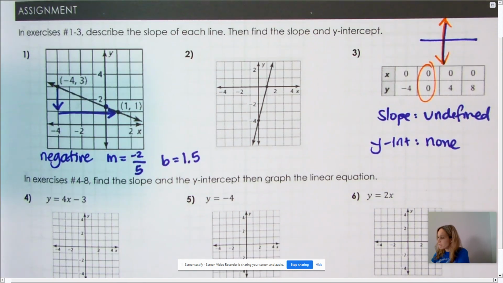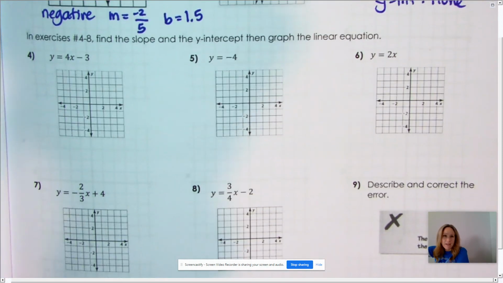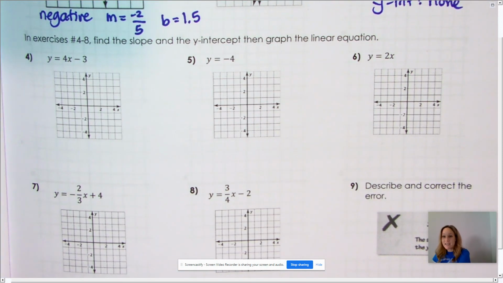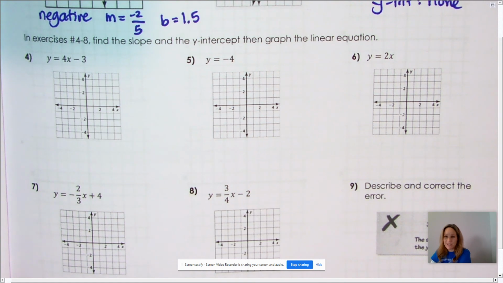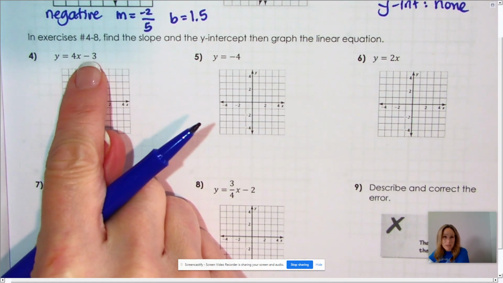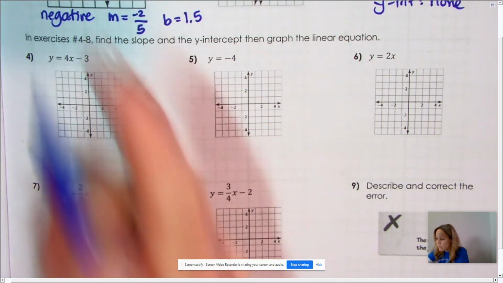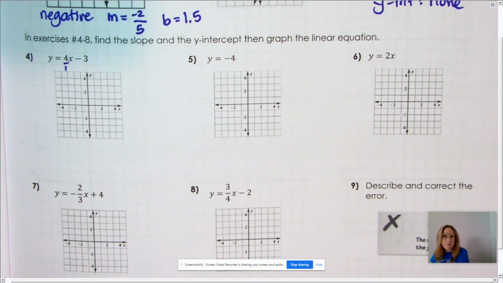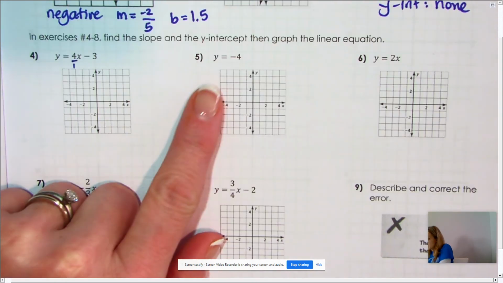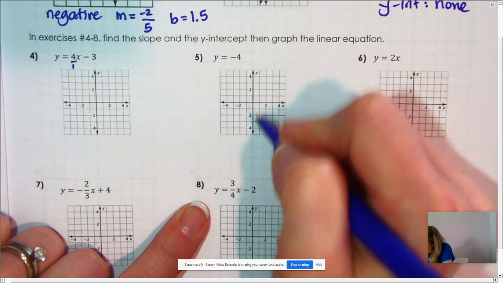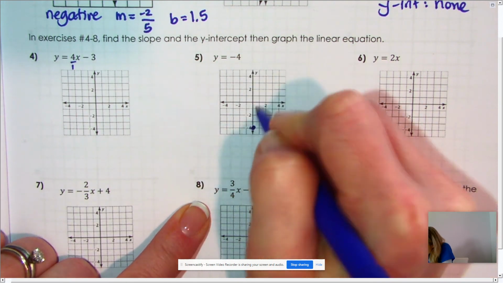Okay, question number 4. We're going to skip because that's an even problem. You guys are going to do it. But remember, this is where we begin, and this is how we move. Remember, if it's not a fraction, you can always put it over 1. Okay, question number 5, we're going to graph it. y equals -4. So here's -4 on the y-axis.